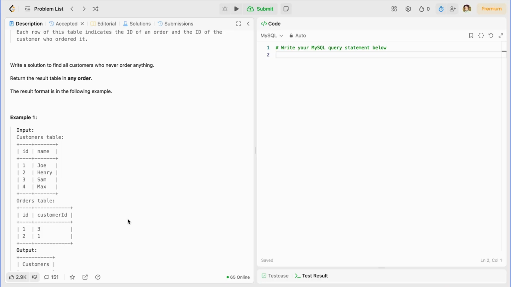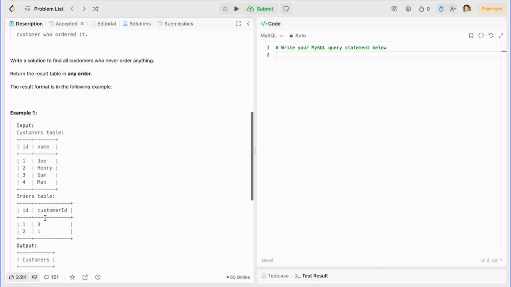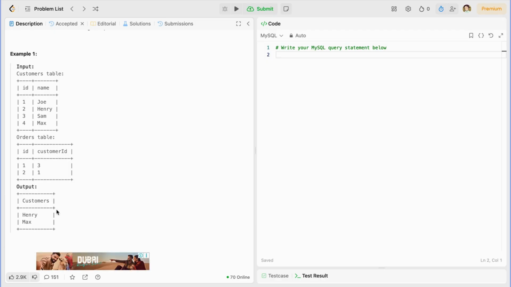Okay, so here as you can see in the orders table, the customer 1 has order id 2. It means that customer 1, which is Joe, has ordered something. And customer ID 3 has order ID 1. So it means that Sam, which is customer ID 3, has ordered something with the order ID 1. So leaving Sam and Joe, it would be Henry and Max who have never ordered anything. So that should be returned in the output table.